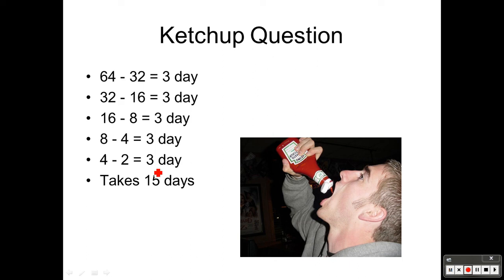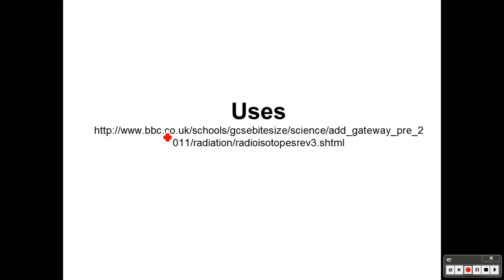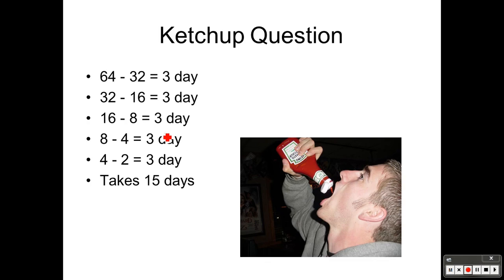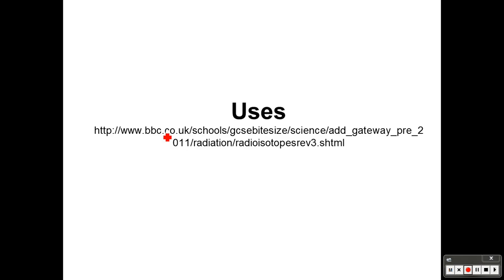All right? And that can be asked in any way. They can ignore the days and say that it takes 15 days to get from 64 to 2. What's the half-life? You just have to do the same thing. Okay? I wish that was a link, but I'm not smart enough to do it that way.